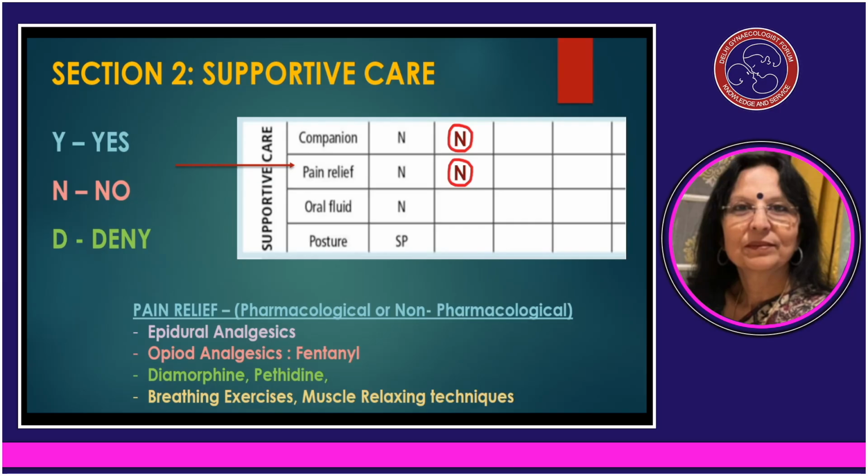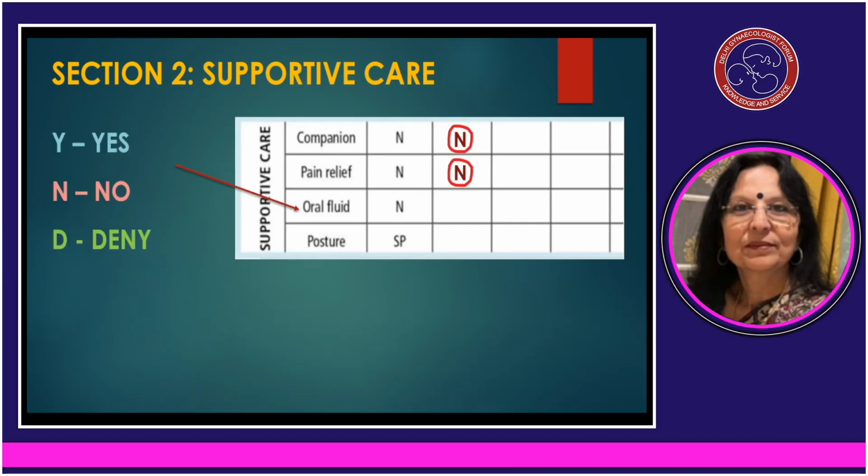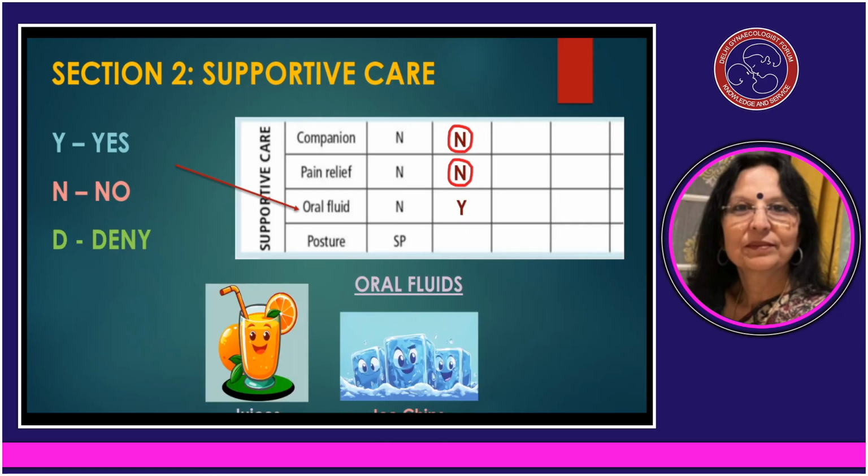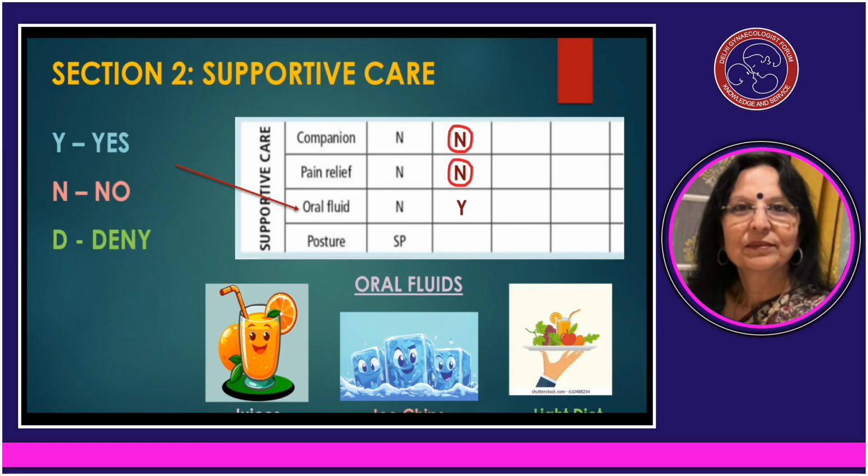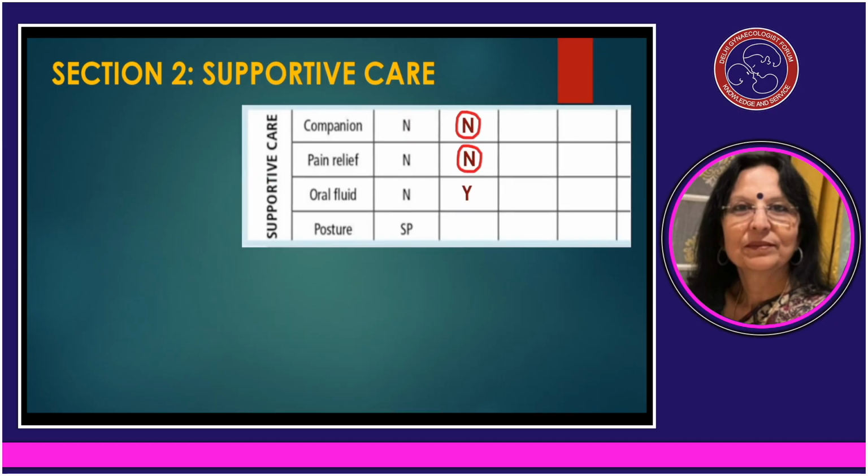Next. So oral fluids will again be Y for yes, N for no, D for deny. In case you have written Y, it means that you are giving, and because it is not an alert, this will not be encircled. This will be given in the form of juices, and then ice chips or water, and a light diet is also going to be encouraged. Light diet will also be given.